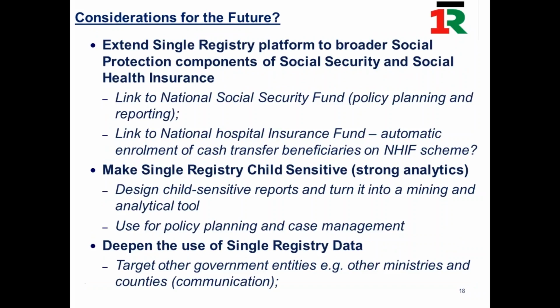One of the things we want to do, if you look at my earlier picture, is expand the single registry to cover other programs. We think the most important program to cover at the beginning is the National Social Security Fund. In our social protection policy, there are three components: social assistance, health insurance, and social security, which is contributory. So we want to make sure that all these are brought within the single registry. It's a tall order, it's a dream, but we are hoping that we will be able to manage that.